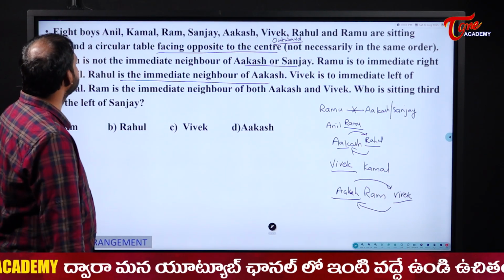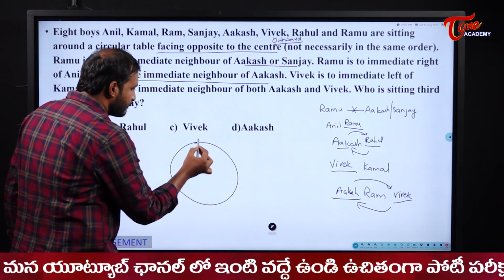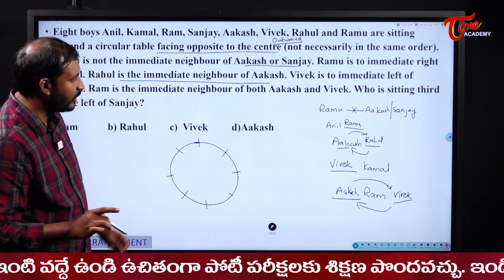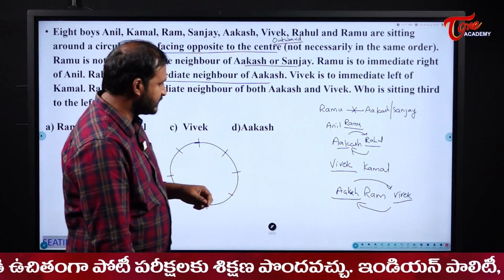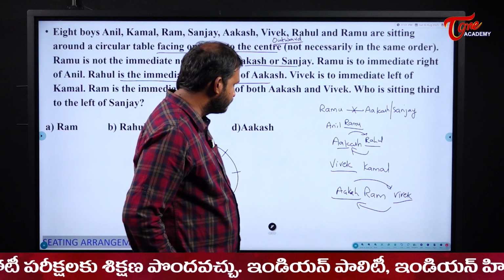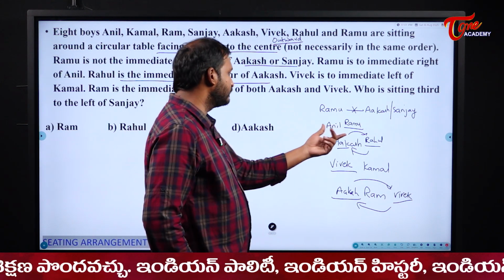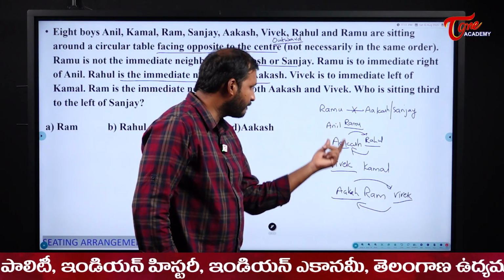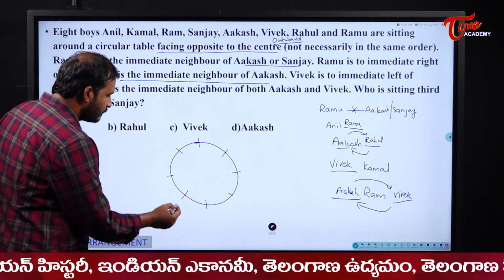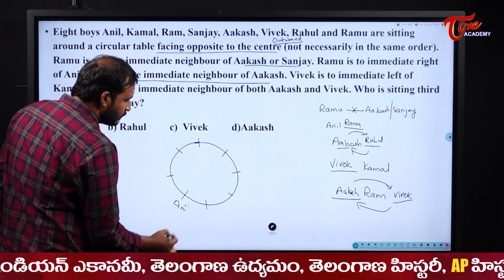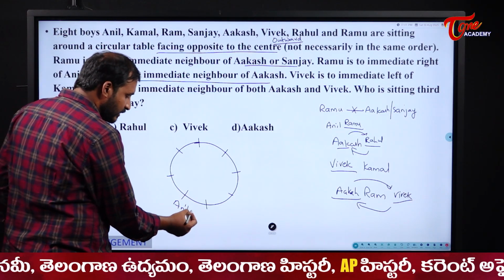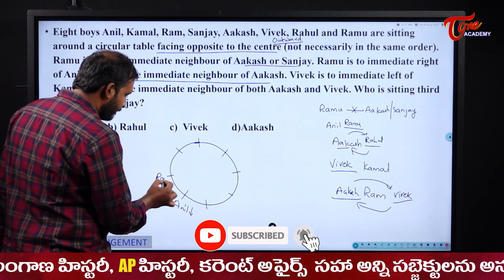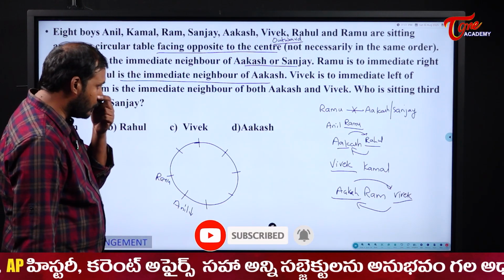Now first, total how many persons are there? 8 boys are there and all are facing outward. Please be careful, all are facing outward. So first I will go with Anil. Anil's right I will have who? Right means this side, since he is facing outward, not inward. Anil's right I will have Ramu.